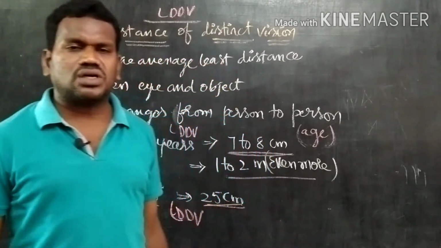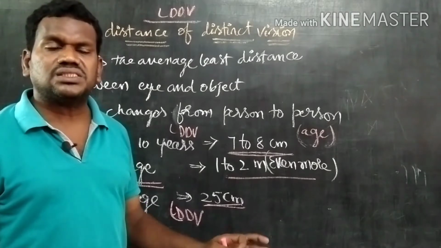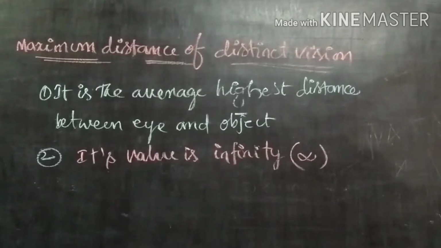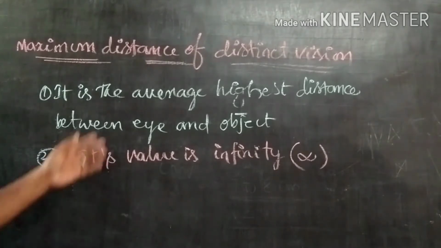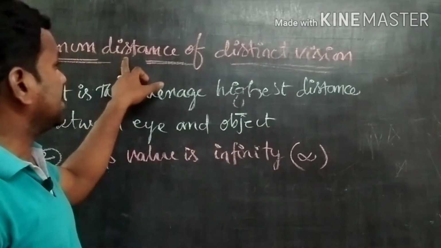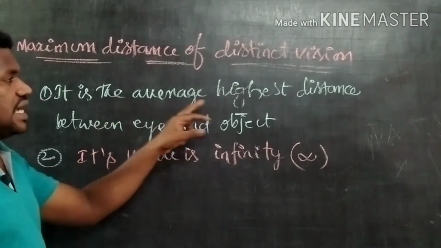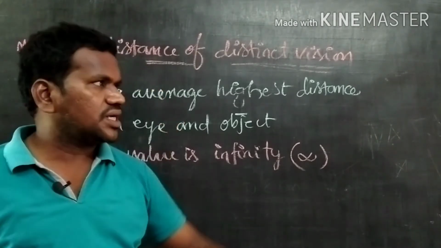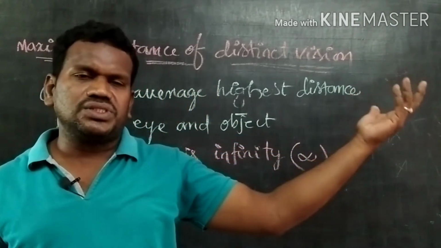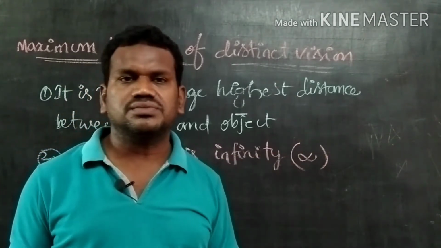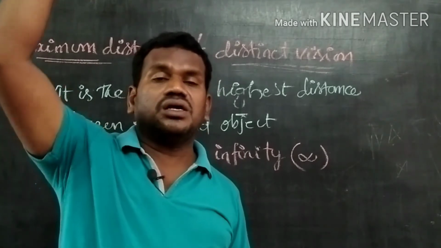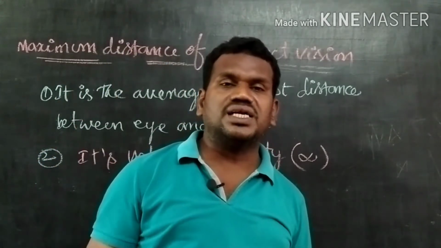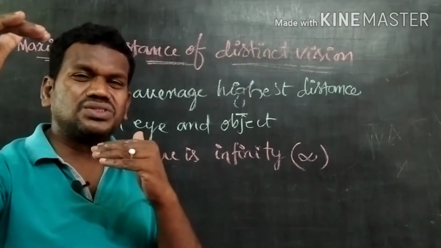Right, let us learn one more concept, that is MDDV, maximum distance of distinct vision. Before we learned LDDV; MDDV is the average highest distance. Generally, our eye is able to see objects very close to the eye and at the same time at a very far distance. For example, whenever you go to the top of the highest buildings, you can see long distance objects also. They are not clear, but we are able to identify whether the object is there or not. This means we are able to see long distances also.